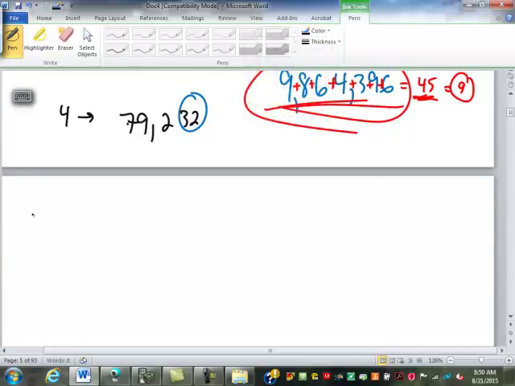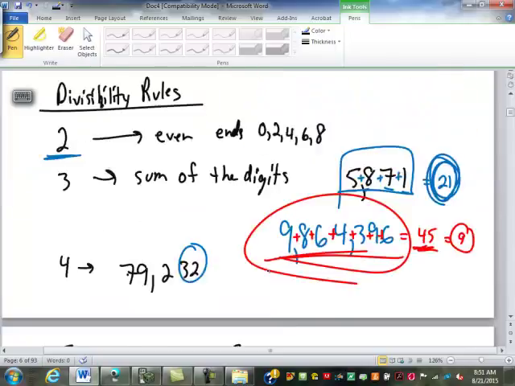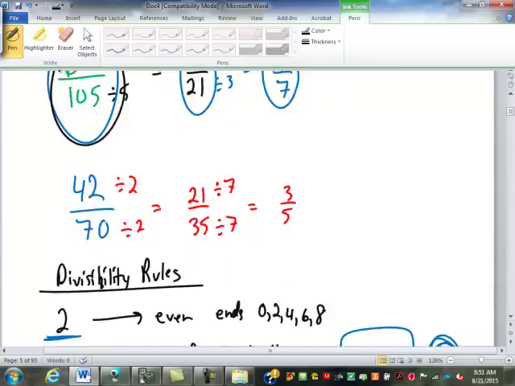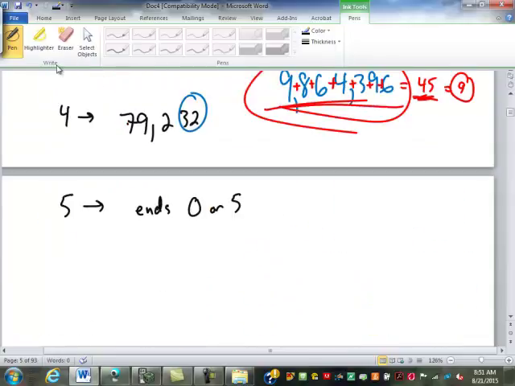One that I think you all just used without even realizing it is 5. To know if something's divisible by 5, it ends in 0 or 5. You got it. I think we used that one up here without even really thinking about it. You can tell those are both divisible by 5. 6.